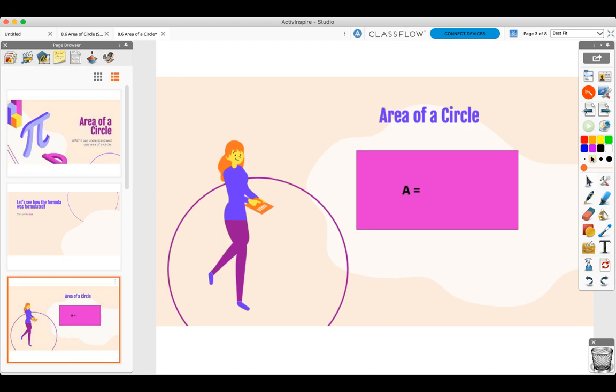So the formula for area of a circle is going to be pi r squared, where r is your radius. And just recall, if you need to, radius is the length from the center to the edge of a circle. Okay, so no diameter in this one, unlike the circumference. You have to use radius.